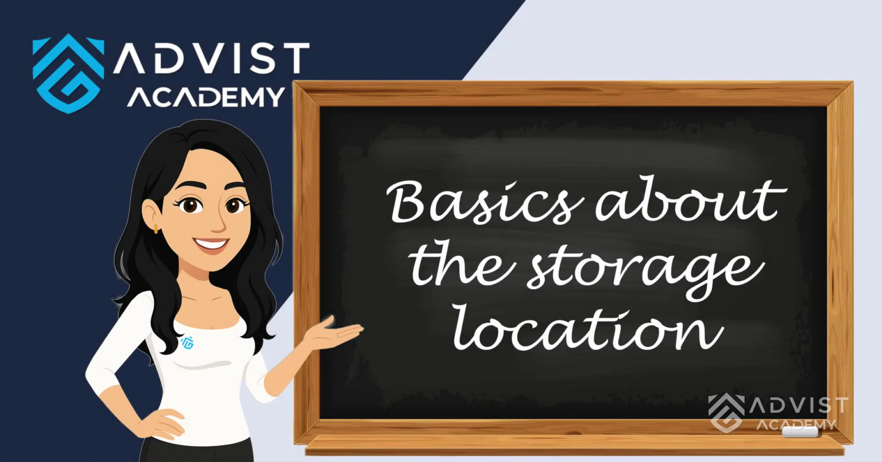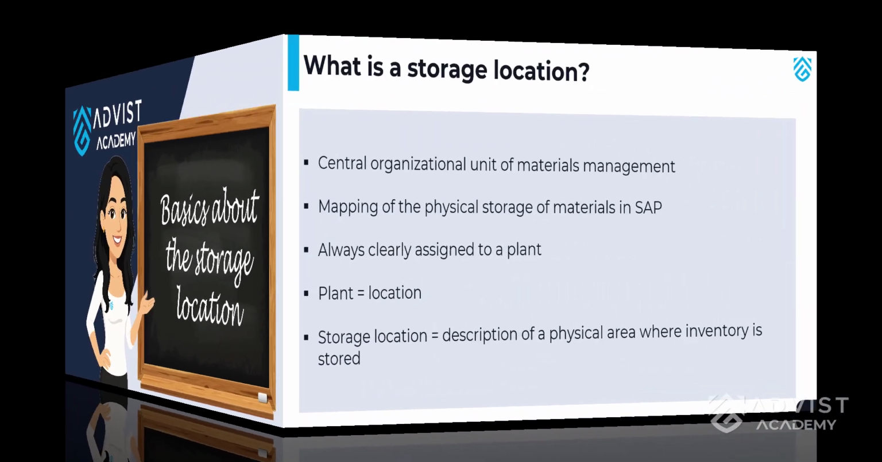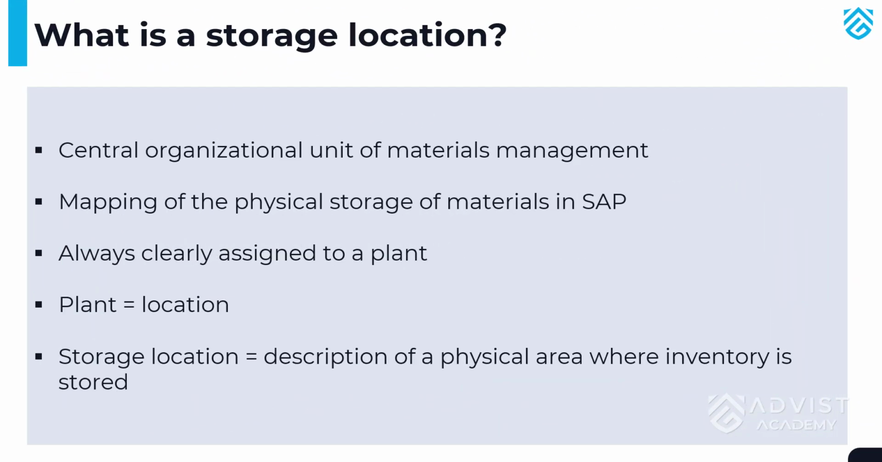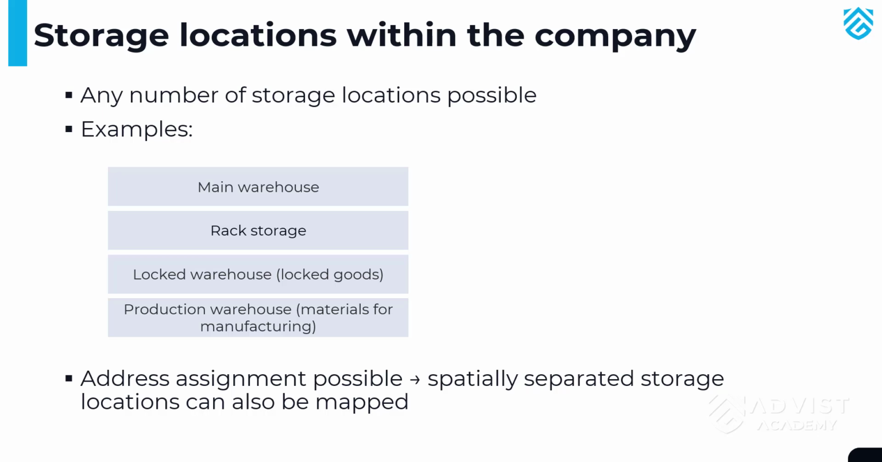In this video, we will take a look at the basics of storage locations in the SAP system. The storage location is a central organizational unit in materials management and represents the physical storage of materials in the SAP system. It is always clearly assigned to a plant. While the plant represents a location or a company, the storage location describes exactly where materials are stored within that plant. Companies can create as many storage locations as they need to map their actual warehouse structure in the system.